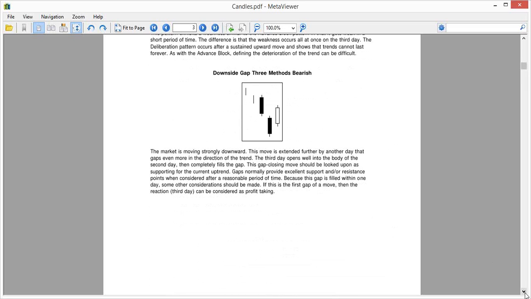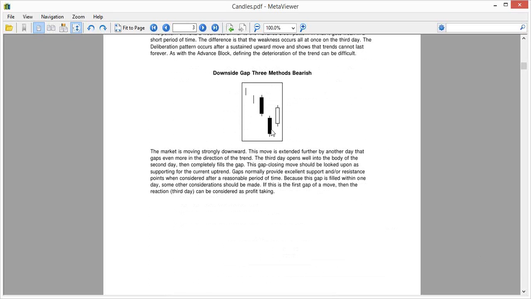Downside gap three methods bearish. The market is moving strongly downward. The move is extended further by another day that it gaps even more in the direction of the trend. We can see the price is moving down. We have a gap, and the trend has continued down. The third day opens well into the body of the second day, then completely fills the gap. This gap closing move should be looked upon as supporting the current trend.